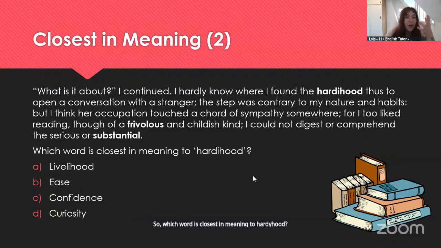Here, Jane's talking about how she's just spoken to a stranger and she says that it was contrary to her nature and habit, so she's not used to talking to strangers. So, what do you think she means when she's talking about the hardihood to open a conversation with a stranger?